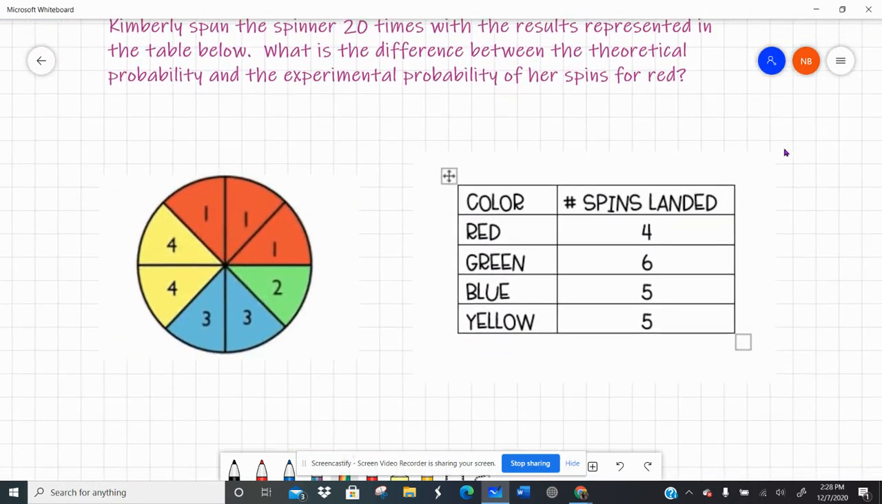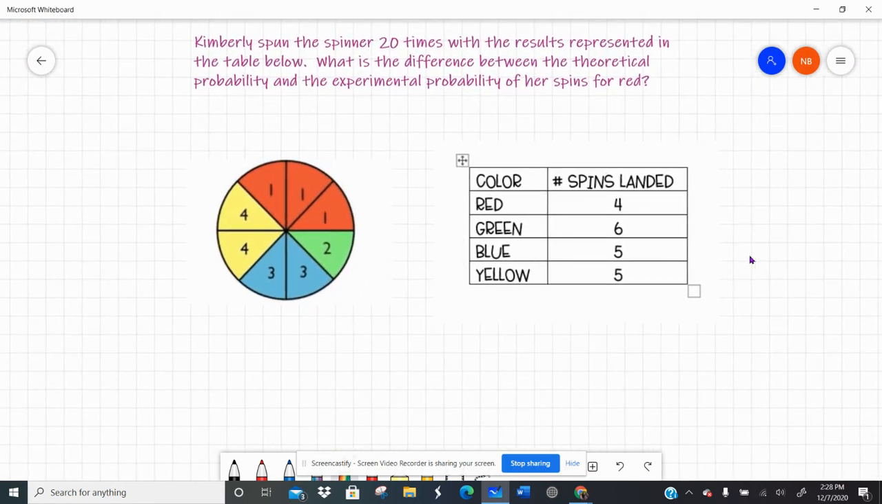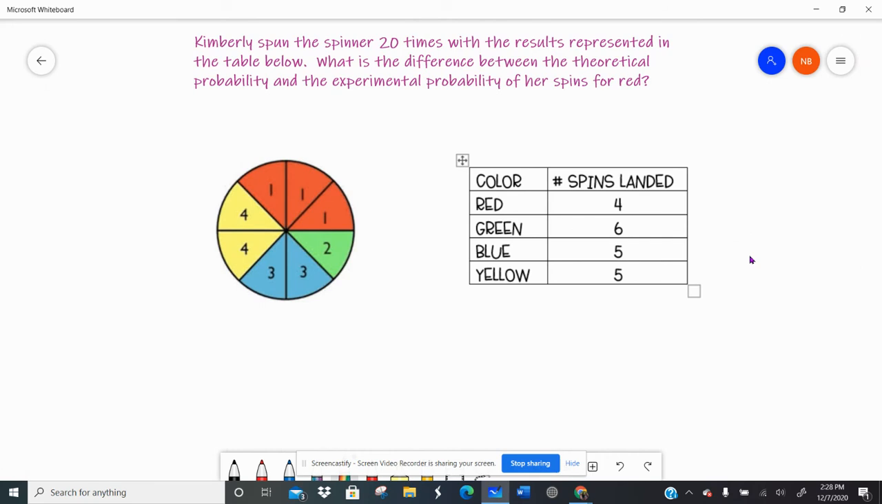All right, let's look at one more example together. We're going to need to make this a little smaller so I can write. All right, this one says, Kimberly spun the spinner 20 times with the results represented in the table below. What is the difference between the theoretical probability and the experimental probability of her spins for red?